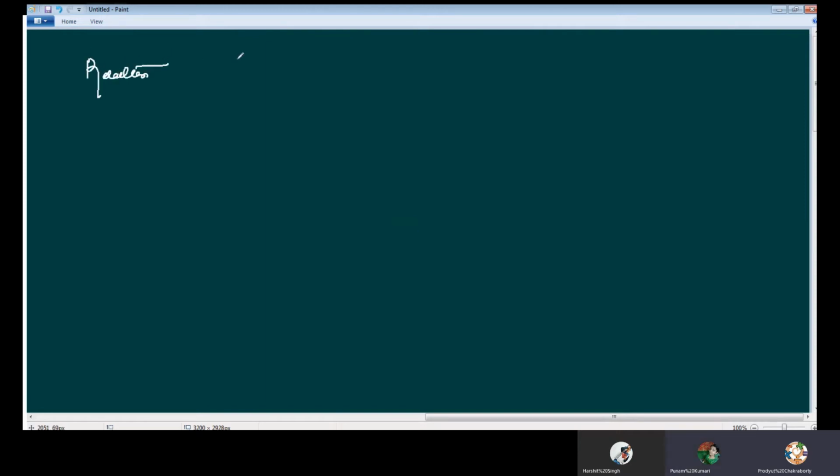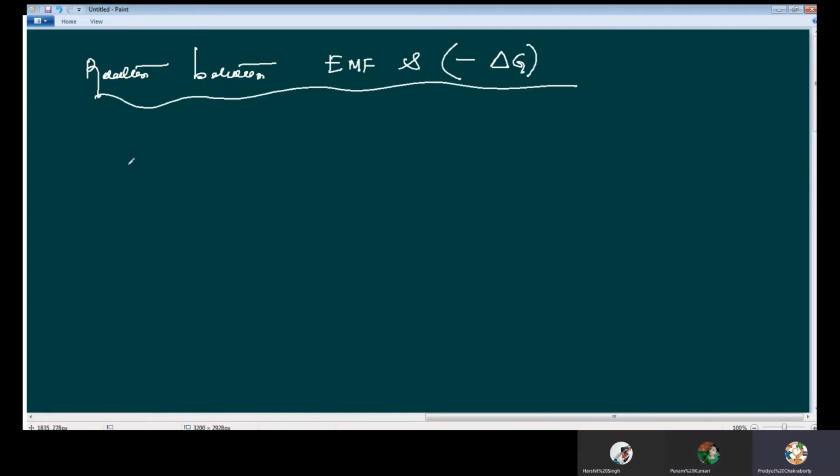So the relation between the EMF of a cell and the decrease in del G, that is, the decrease in the Gibbs free energy in a cell.